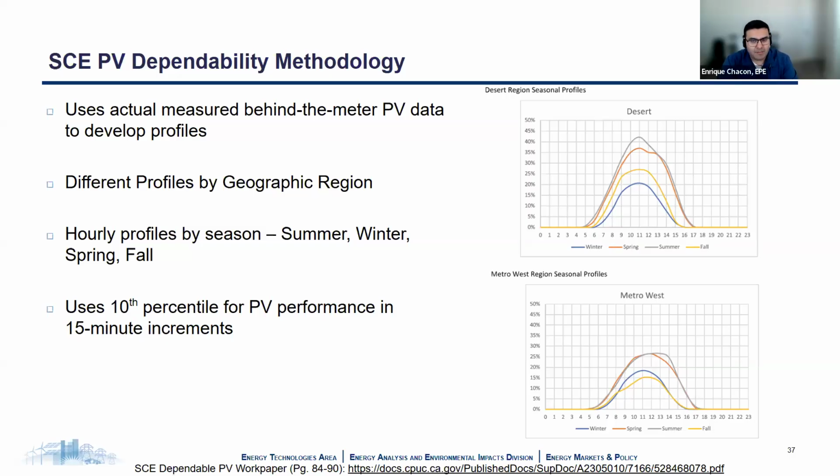Now, as I mentioned in the previous slide, you do have the shapes here. So in the desert region, you can see that the percent profile of the DR contribution is much higher. It looks like in the summer it peaks at above 40%, versus Metro West, which I believe is closer to the coast of California, where you have a lot lower, 25%. So just to really showcase the point that the PV dependability is different from region to region. Next slide.